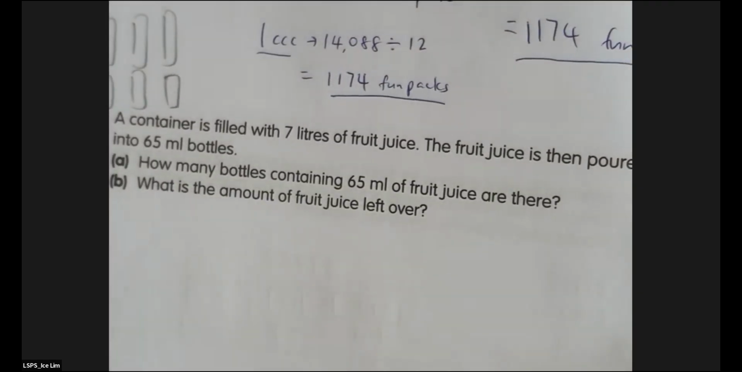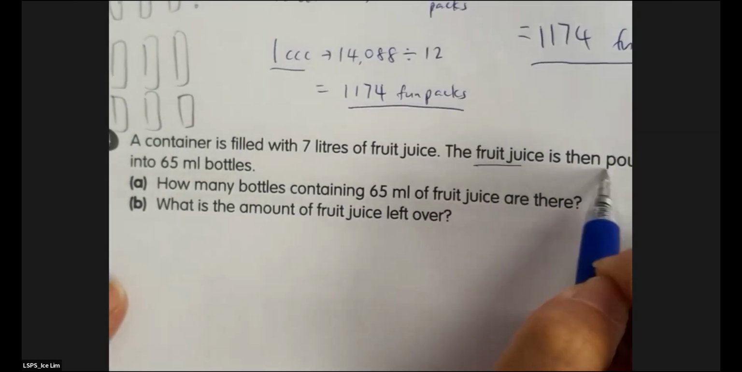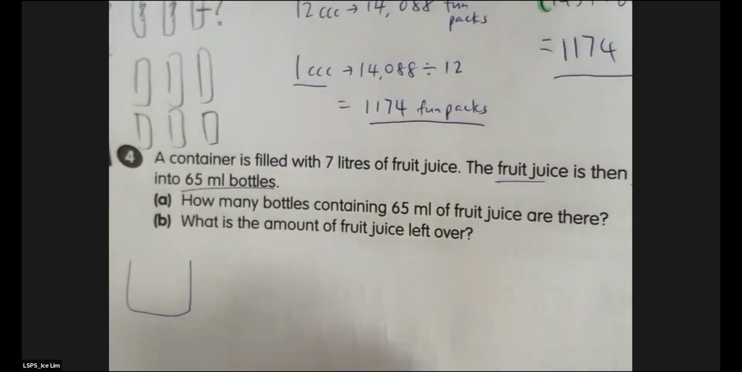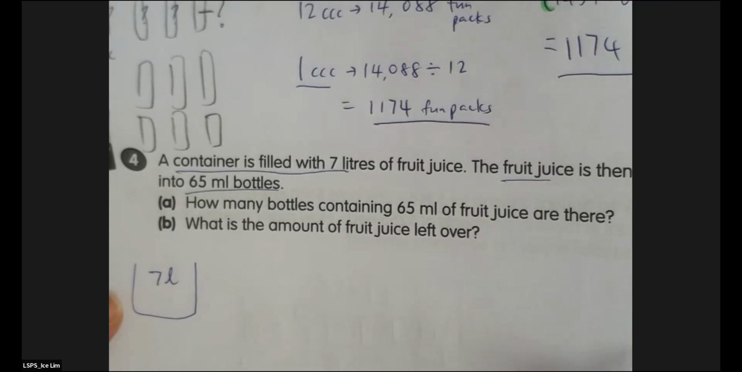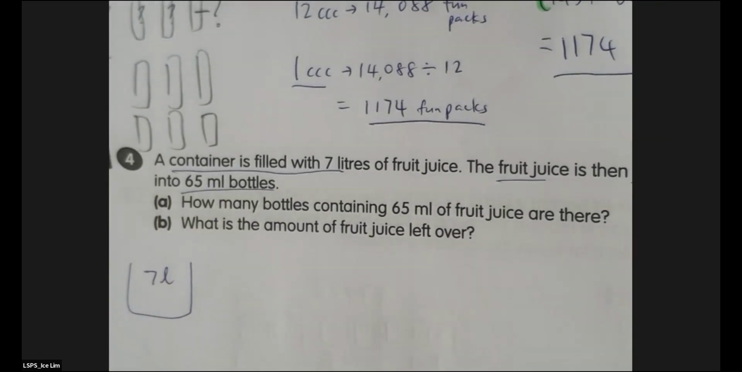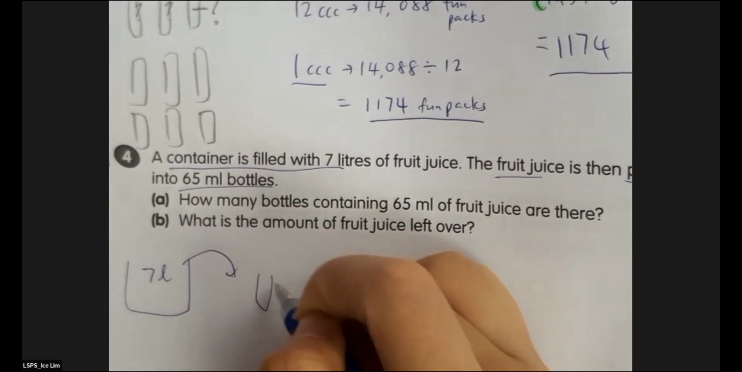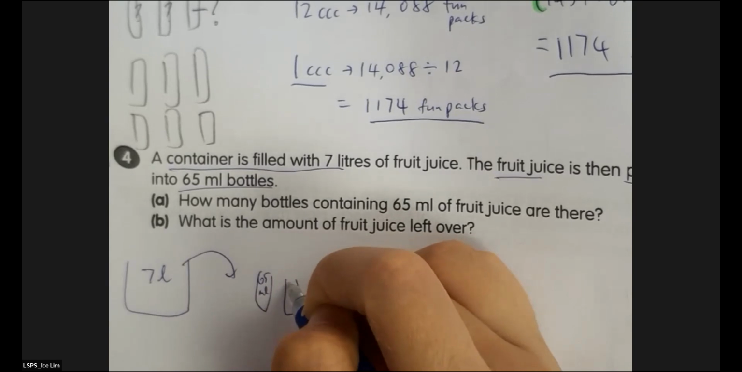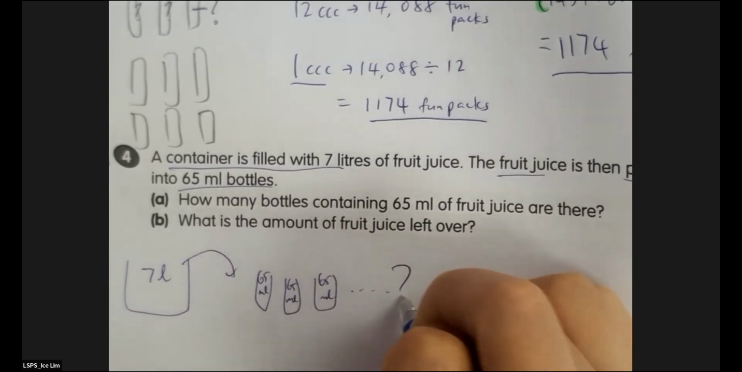Okay, a container with 7 liters of juice poured into 65 ml bottles. So I have a big container. It has 7 liters. I do my race faster. This is a level 1 question. This 7 liters, I pour into some bottles. The bottles are smaller. Each bottle is just 65 milliliters. How many bottles? Don't know.